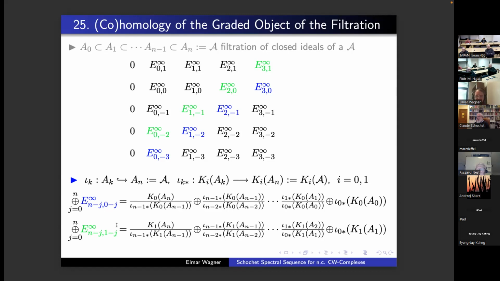So with no induction step, we get a lot more information, and we get information about our algebra, which is constructed by a finite CW complex.